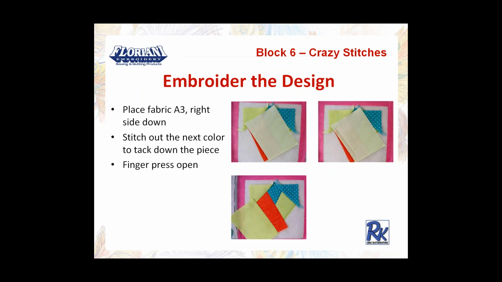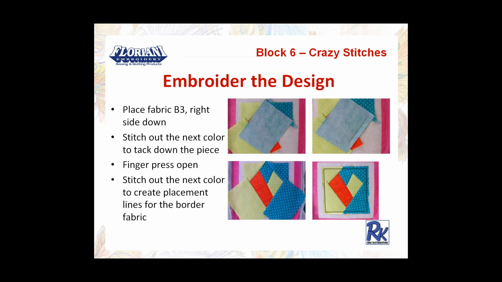Place fabric A3 right side down, stitch out the next color to tack it down and finger press it open, and then place fabric B3 right side down, stitch out the next color to tack it down, finger press it open, and then we're going to stitch out the placement lines for the border fabric, which is going to do two things. It's going to show us where to place the border, and it's going to hold all the inner pieces down real nice.